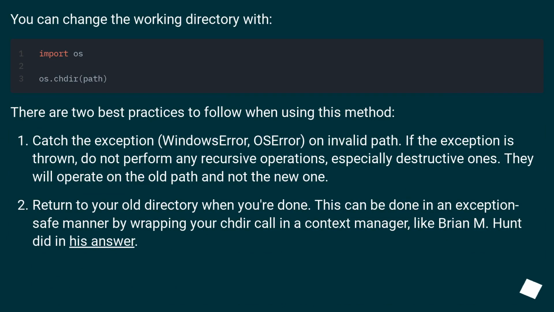You can change the working directory with os.chdir. There are two best practices to follow when using this method. Catch the exception, WindowsError or OSError, on an invalid path. If the exception is thrown, do not perform any recursive operations, especially destructive ones. They will operate on the old path and not the new one. Return to your old directory when you're done.